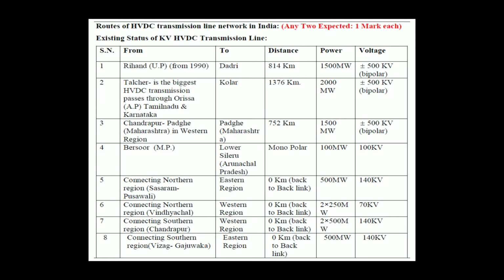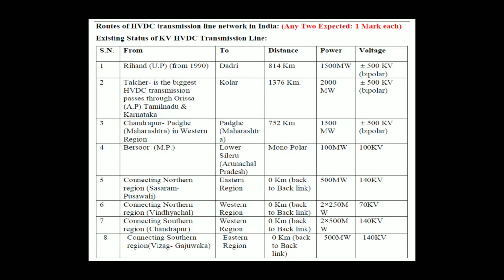Then next is connecting the northern region to the eastern region. The distance is 0 kilometer, which is a back-to-back link. The power is 500 megawatt, and the voltage is 140 kV. Then once again connecting the northern region to the western region, the distance is 0. Once again we use the back-to-back link, and here it is 2 into 250 megawatt, means 500 megawatt, and the voltage is 770 kV.